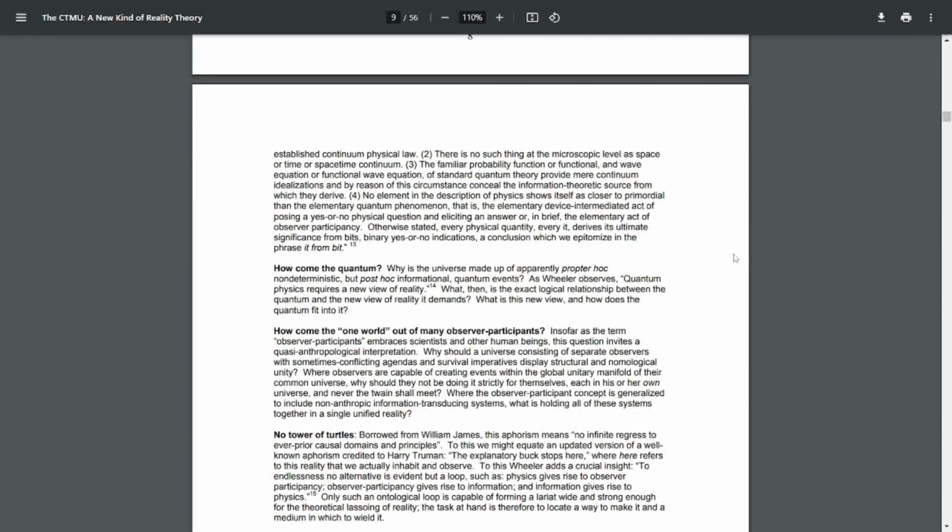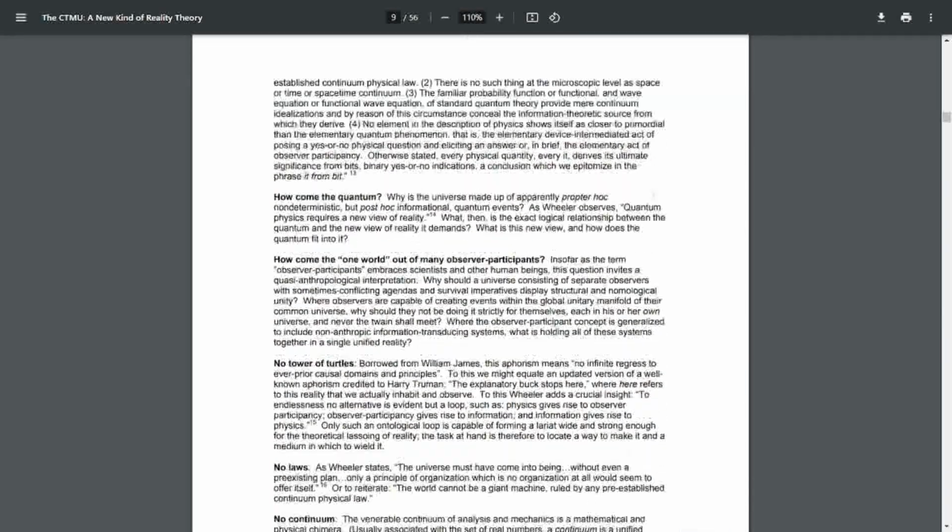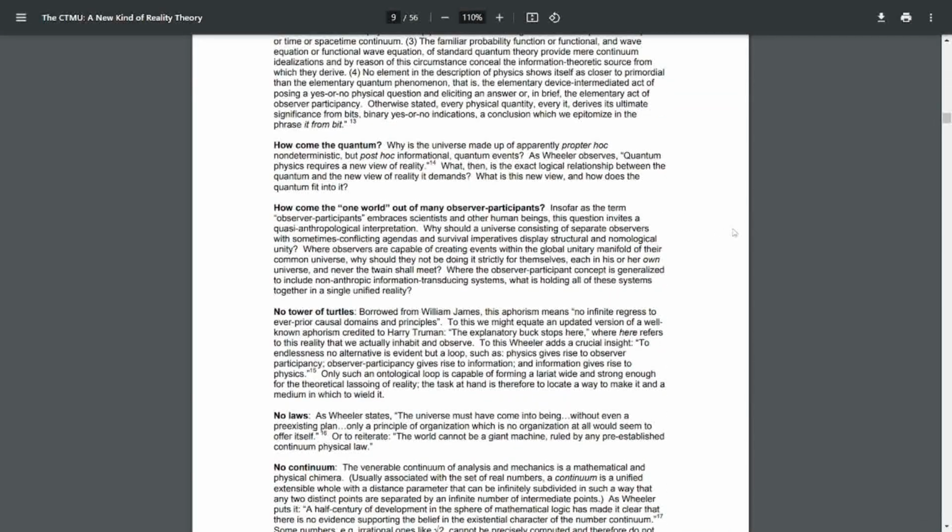So we actually already have a pretty good indication of what that is. Okay, how come the quantum? Why is the universe made up of apparently propter hoc non-deterministic, but post hoc informational quantum events? As Wheeler observes, quantum physics requires a new view of reality. What then is the exact logical relationship between the quantum and the new view of reality it demands? What is this new view, and how does the quantum fit into it?